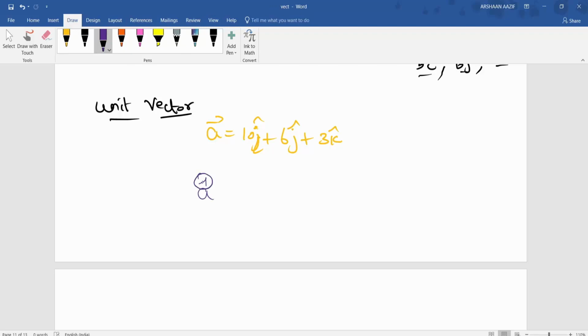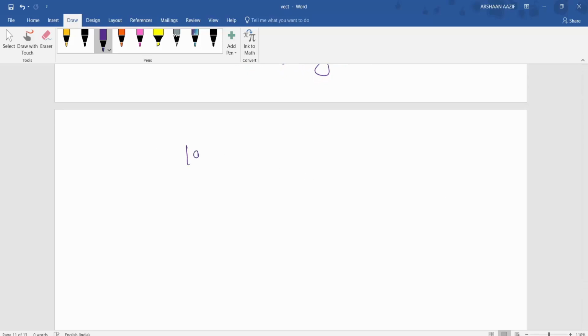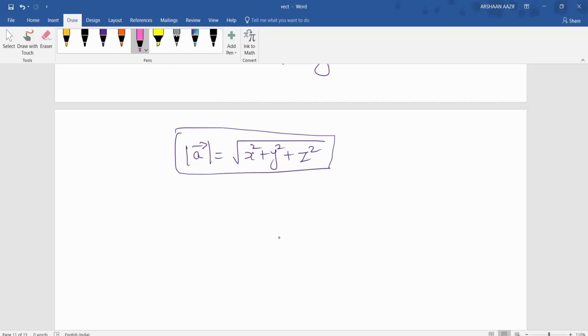This cap denotes that it is a unit vector and this denotes that it is a vector, A vector. So A cap is equal to, I have my A vector but I don't want the magnitude, I just want the direction. So I would like to remove the magnitude, divided by the magnitude of this vector. This is the magnitude alone of a given vector. So how to find this magnitude of a given vector? Magnitude of a vector is equal to root of x component square plus y component square plus z component square. So this is how you could find the magnitude. This is the formula, and this is simply derived with the help of Pythagoras theorem.